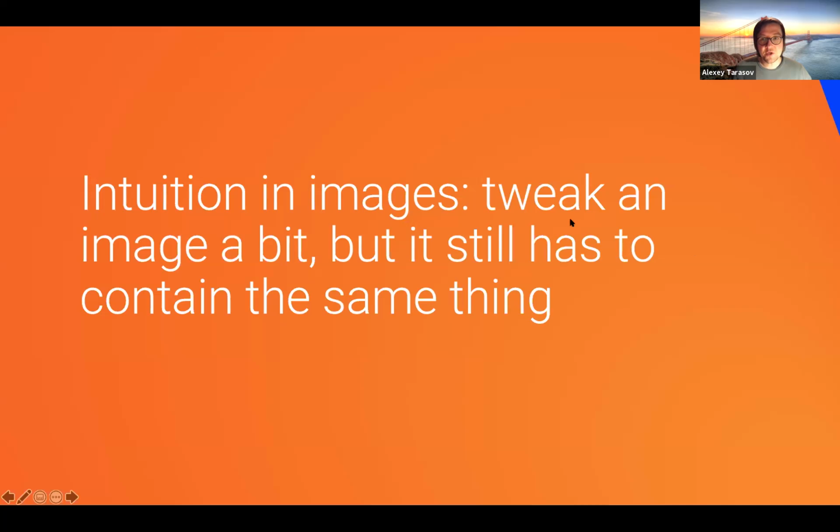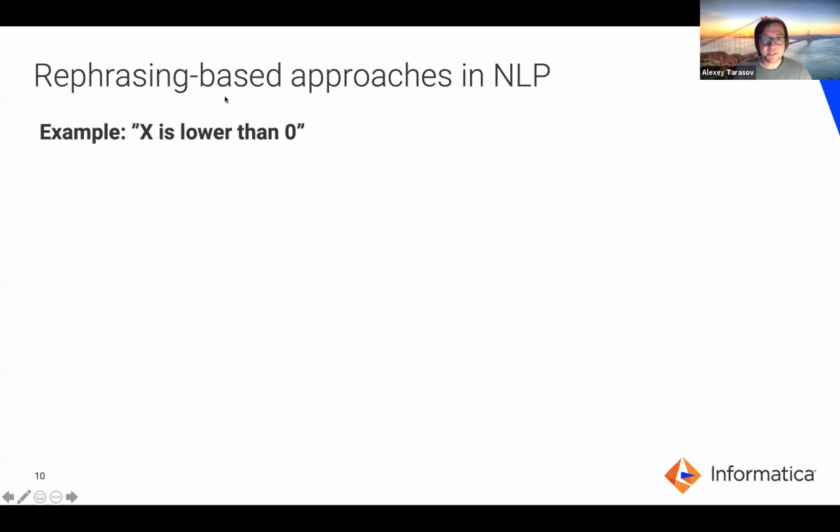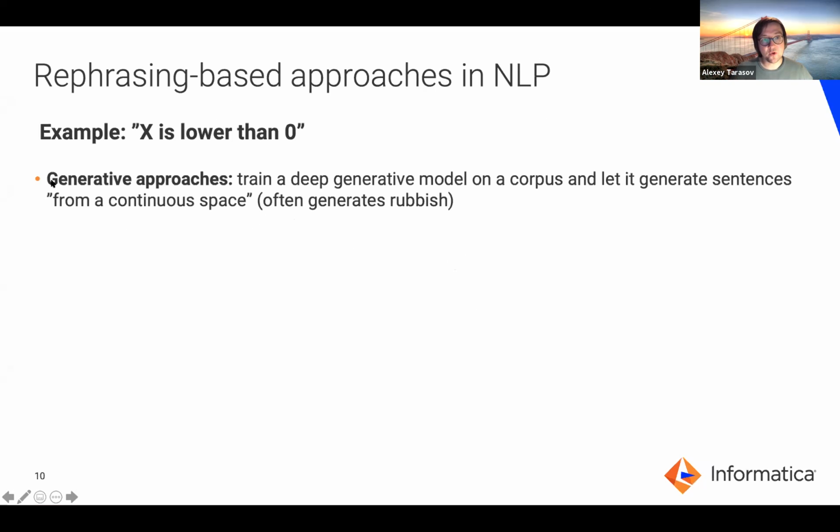And the intuition is still exactly the same. You just take a sentence, like you take an image, you change it a little bit, but it should still be the same thing. So if it's a positive movie review, it mustn't become a negative movie review, or otherwise, what's the point? There are probably multiple ways to categorize the approaches, but they're kind of big groups. The first group is something that's often called generative approaches. You take a huge deep network, you train it on a huge corpus, and it starts generating sentences similar to the ones from the corpus.